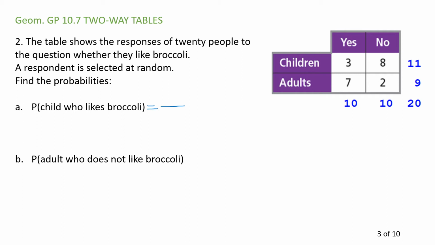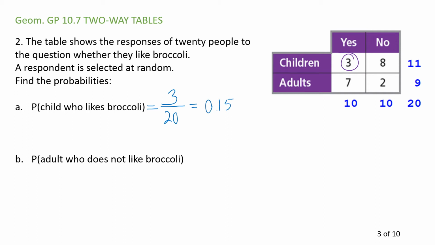What's the probability of a child who likes broccoli? This means I'm going to go into the table and find an individual cell. There are 3 people who are children who like broccoli. That's what I'm looking for. I want the number of people who are children and who like broccoli. That's 3 out of a total number of 20. In my group of 20 people, only 15% were children who like broccoli.